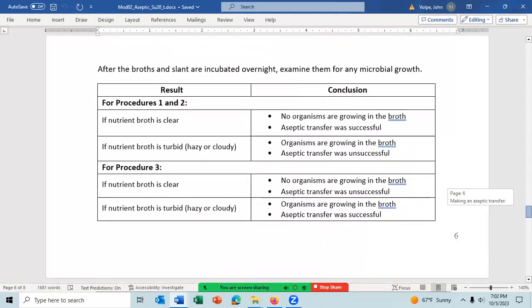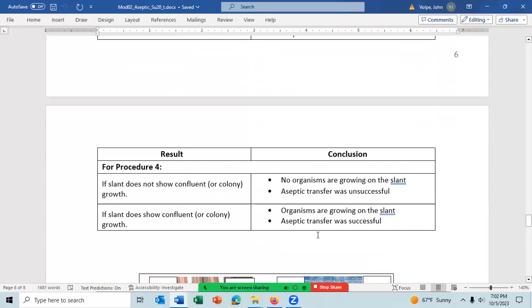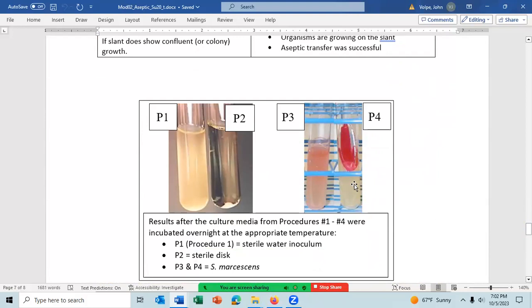Interpretation for procedure 4 is in this table here. If the slant does not show confluent or colony growth, then no organisms are growing on the slant and aseptic transfer was unsuccessful. If, on the other hand, the slant does show growth, confluent or colony growth on the slant, then organisms are growing on the slant and aseptic transfer was successful. There's the tube of the slant after we grew it in the incubator for a day at 30 degrees C.